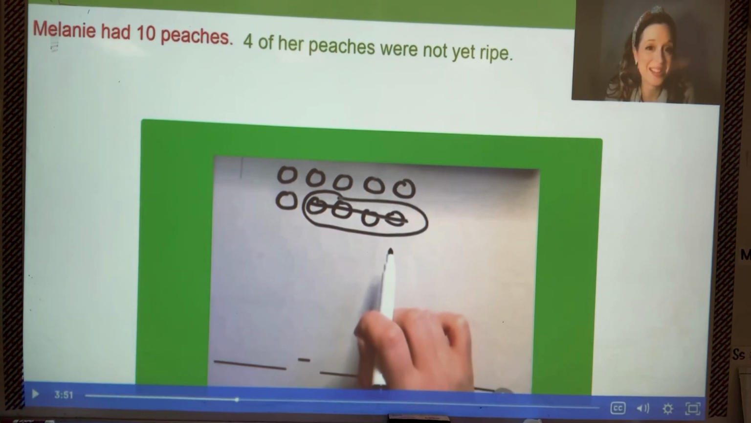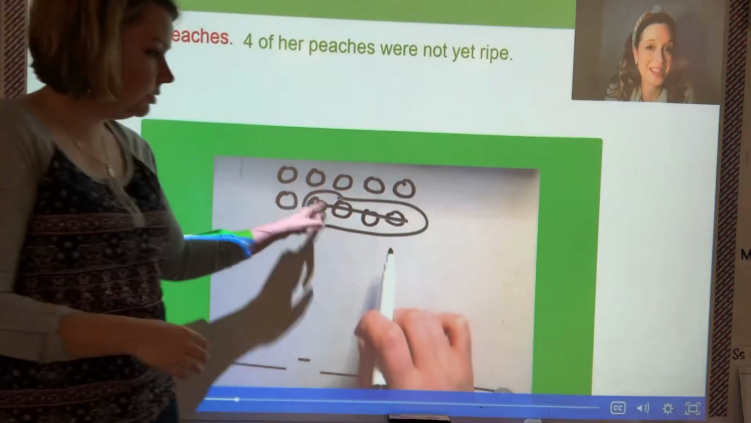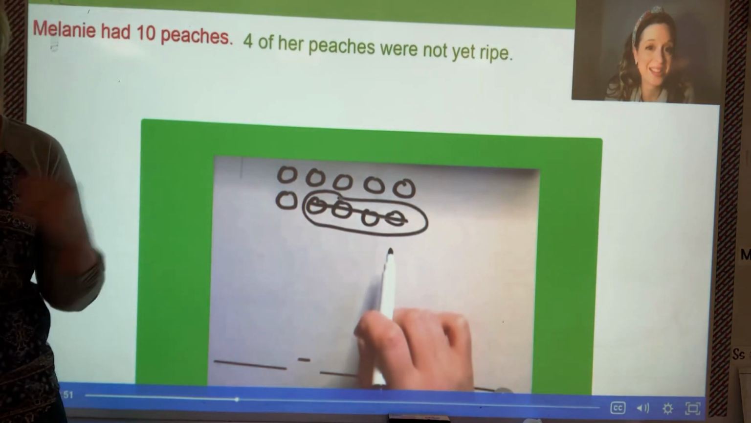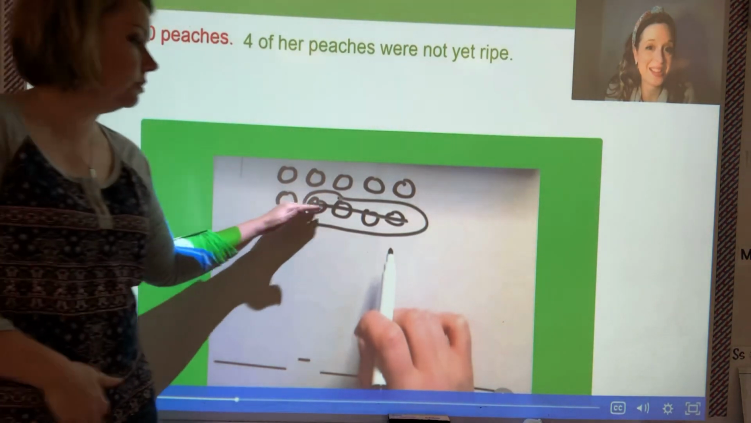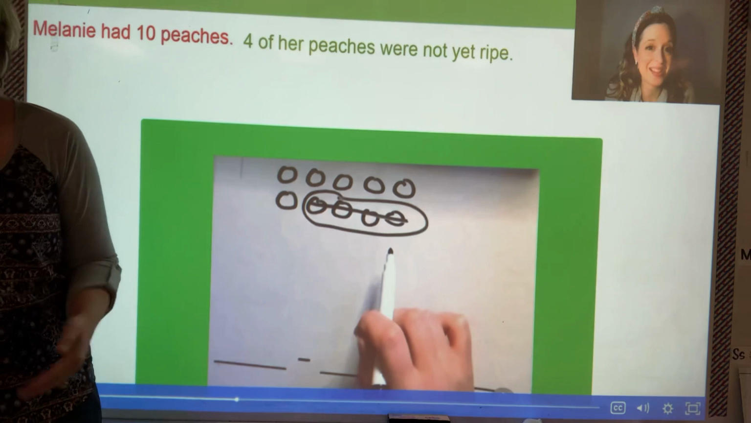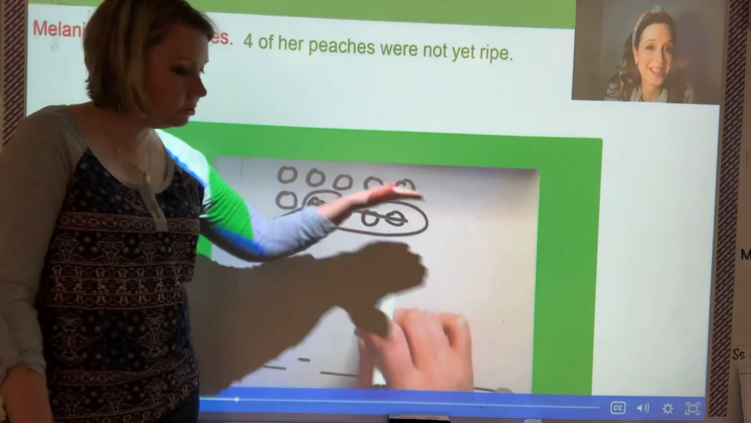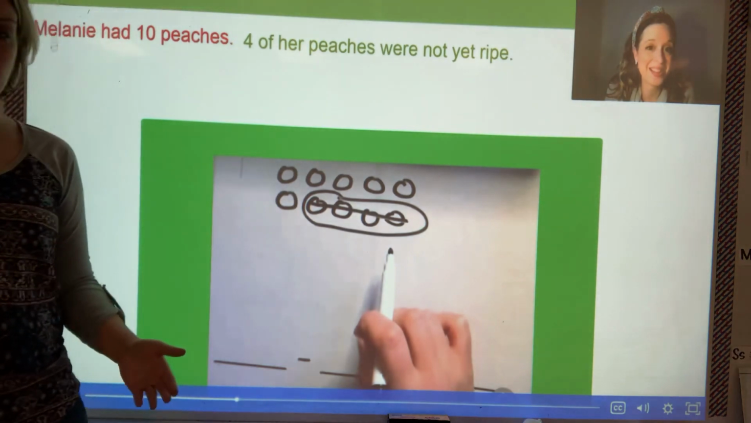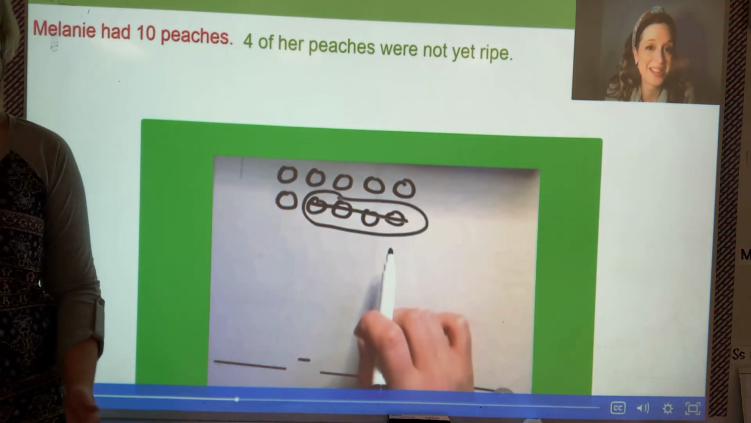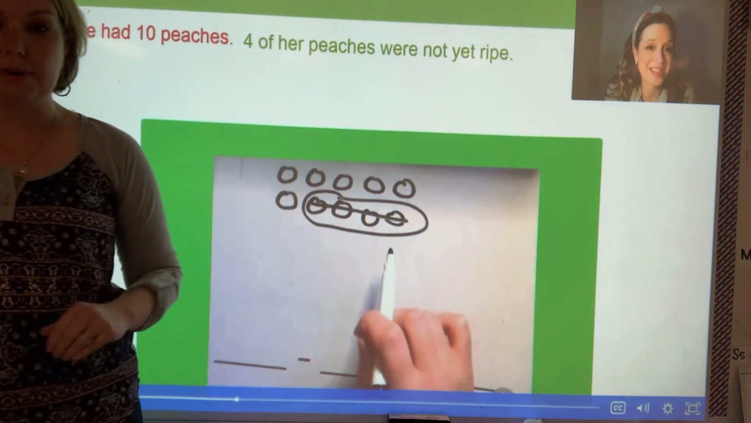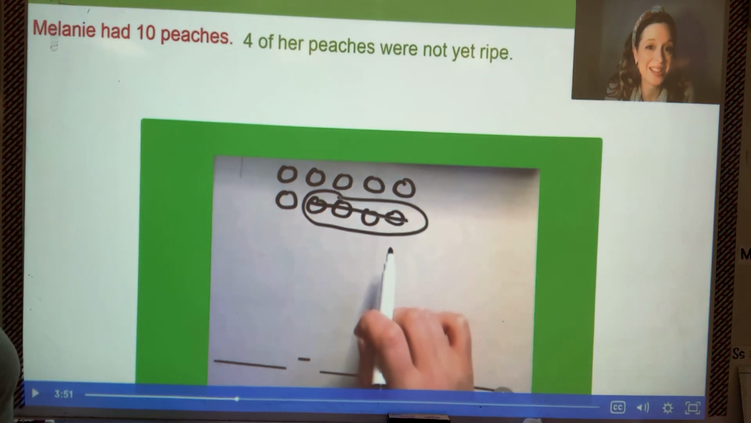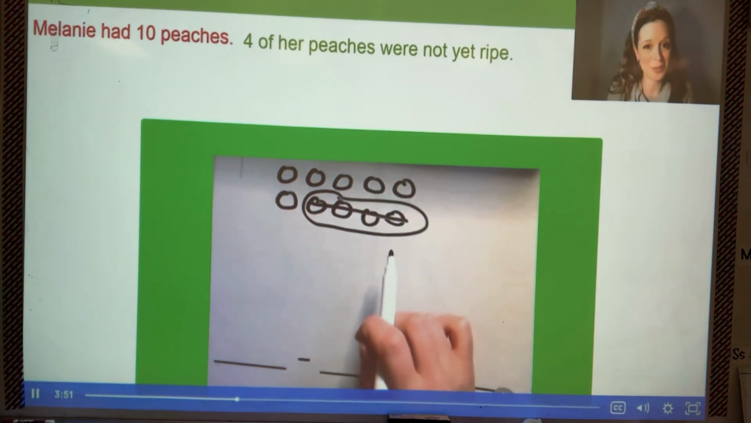Is it okay that she did both? She circled and crossed them out? What if you just crossed them out? Would that be okay? Yeah, it would. What if you just chose to circle them? That would be okay too, just so long as you knew that 4 peaches were not ready. As it's 4.